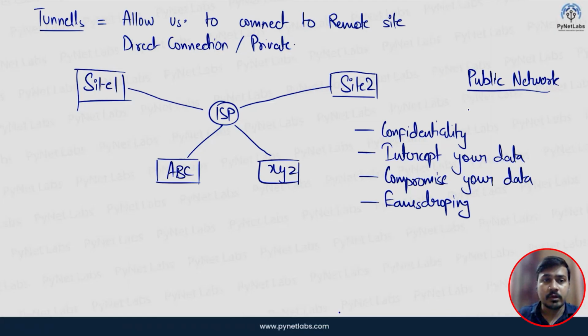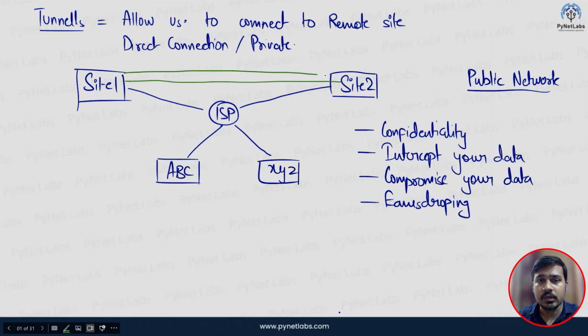So with the help of a tunnel, you establish a tunnel between the source and the destination. If I wish to communicate between my site one and site two, with the help of a tunnel I can establish a two-way connection towards my destination. And this one here is our tunnel. There are multiple ways in which we can implement a tunnel. Today we are going to talk about something known as GRE.